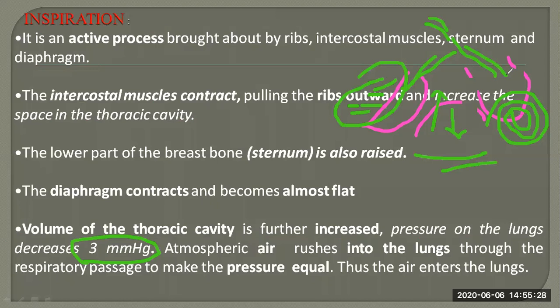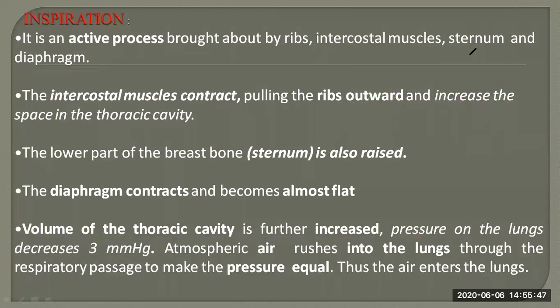When the alveoli have low pressure, atmospheric air enters through the nose and trachea and reaches the lungs. This is called inspiration, and thus the air enters into the lungs and the pressure becomes equal. This is the phenomenon known as inspiration.